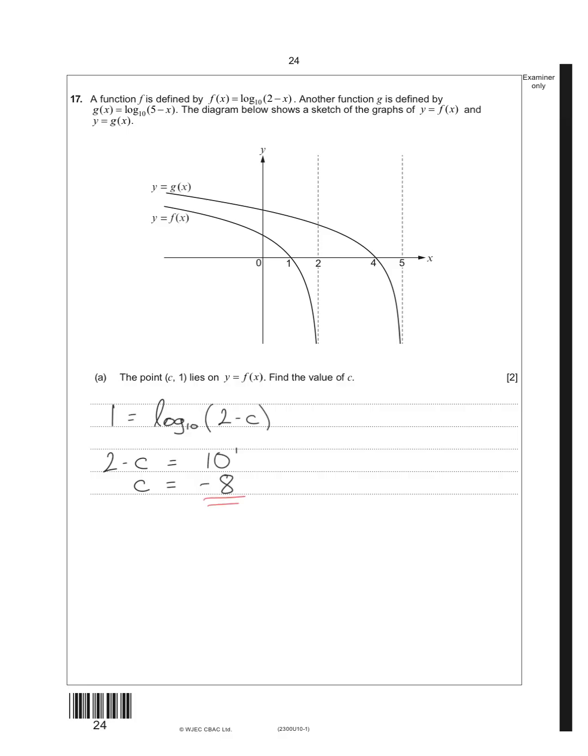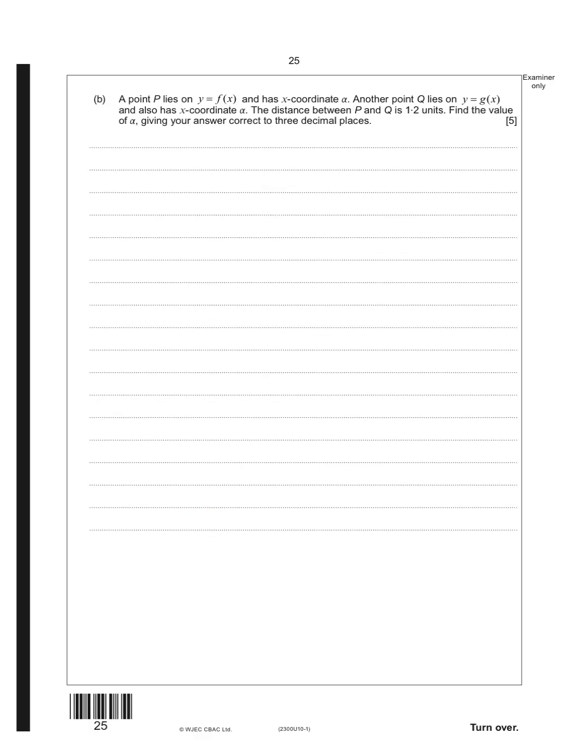And that's it. It's not as big and scary as you might think. Part B. Point P lies on that and has x coordinate alpha. Another point Q lies on that, also has the x coordinate of alpha. The distance between them is 1.2. Find the value of alpha.